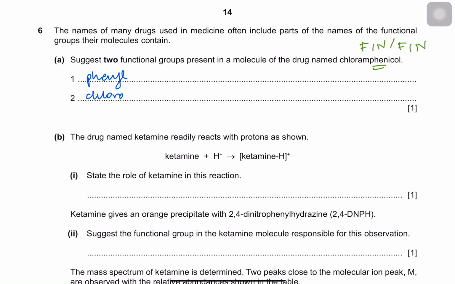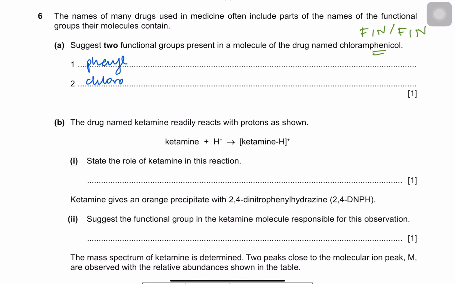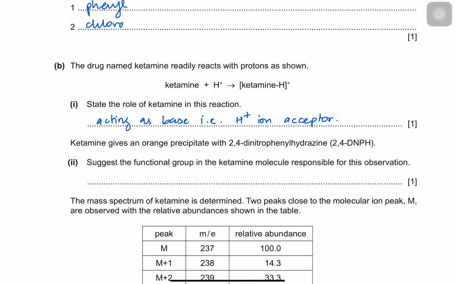State the role of ketamine in this reaction. So ketamine is reacting with H plus and it's accepting the H, so maybe it's acting as a base, that is, a hydrogen ion acceptor. Ketamine gives an orange precipitate. State the functional group. So that's a carbonyl functional group.